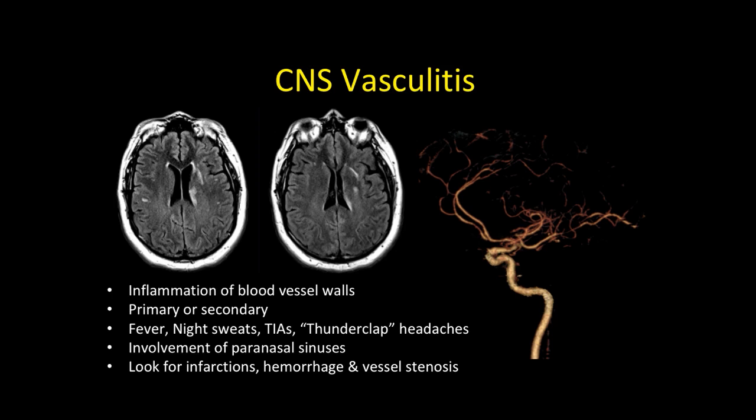Our next variant is CNS vasculitis, and this is inflammation of the blood vessel walls, which can then lead to occlusion of that blood vessel and result in strokes seen as white matter changes on MRI. And CNS vasculitis can be primary, secondary, and they have some different clinical features than multiple sclerosis, including fever, night sweats, TIA symptoms, and thunderclap headaches. Another good key to look for is involvement of the paranasal sinuses from the vasculitis. And on MRI, you want to look for infarctions, hemorrhage, and vessel stenosis, as we see here on the reconstruction of the MRA.